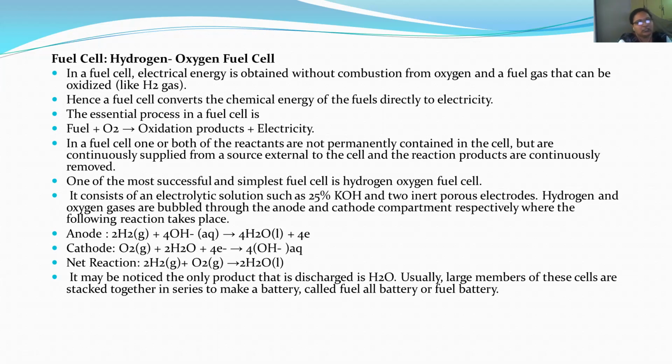The following reactions take place. At the anode, oxidation takes place: 2H2 plus 4OH- giving rise to 4H2O plus 4 electrons. These electrons are taken up by the oxygen at the cathode with two water molecules to form 4 hydroxyl ions. Then the overall reaction is 2H2 plus O2 giving rise to 2H2O. It may be noticed that the only product discharged is water.